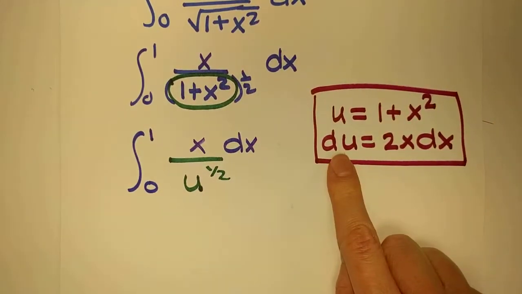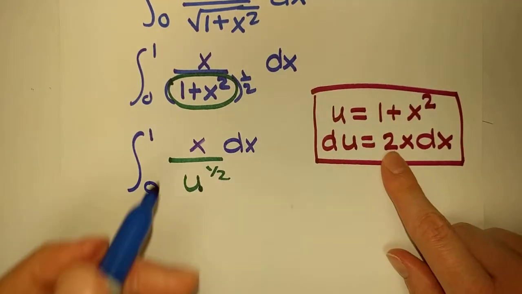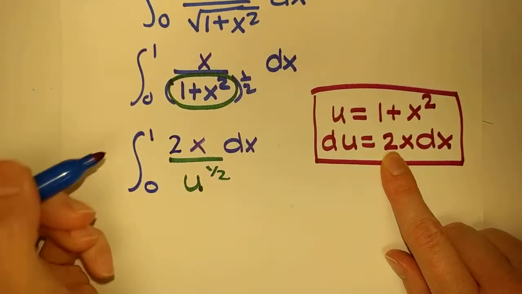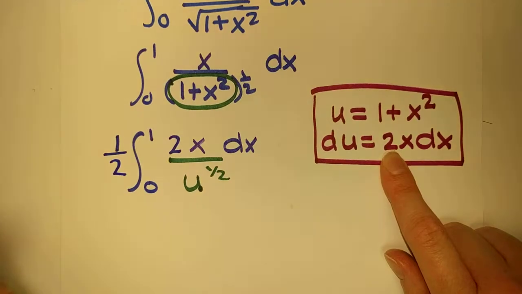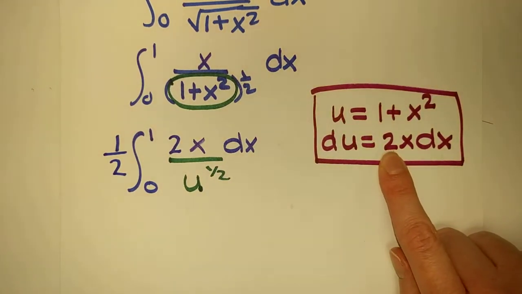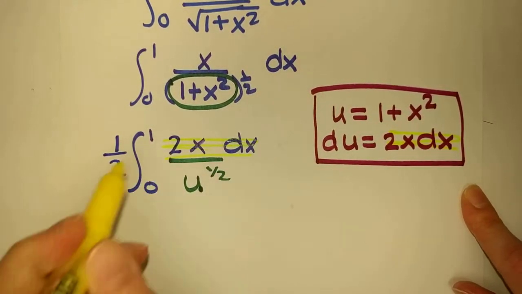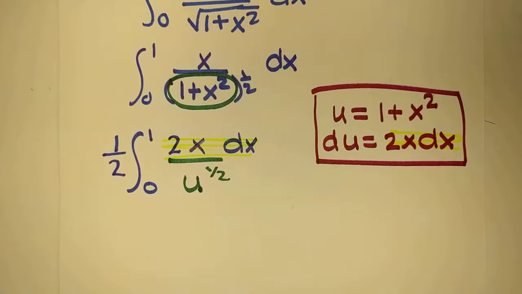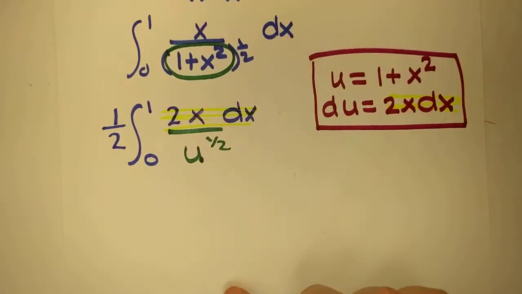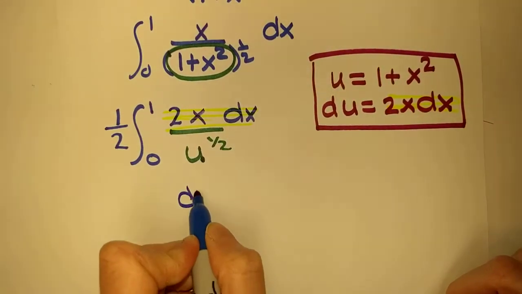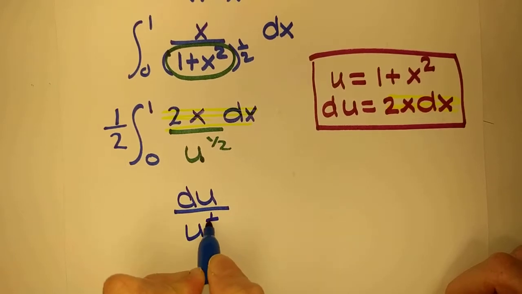So we use our du definition. The du says that it's 2, so I need to multiply in by a 2 and then divide by a 2 to balance out the integral. And then we see that we have 2x dx. All of that 2x dx by definition becomes du. So in the numerator we will have du over u to the 1/2.